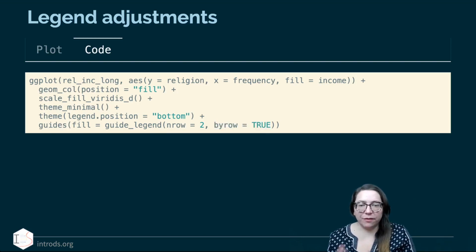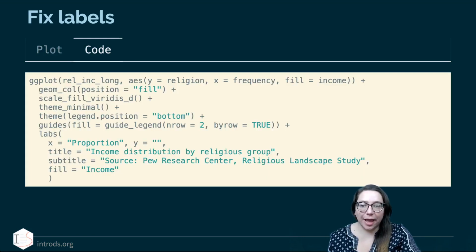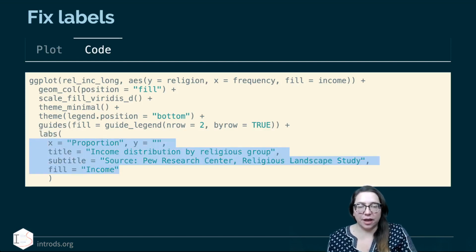And let's see, we have 1 more, and let's fix up the labels. So here I have gotten rid of the Y label. As you can see, I've given it an informative title, and I've indicated my source, and I've also changed the X-axis label and the label for the legend as well. And that all is happening in the labs layer, basically setting the character strings for the various labels that I want to replace in my plot.